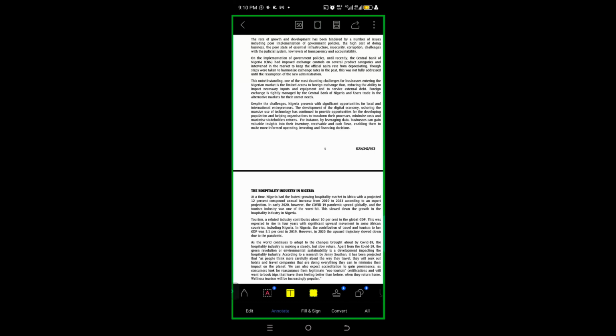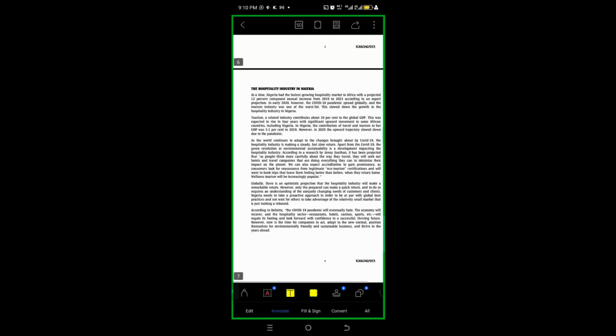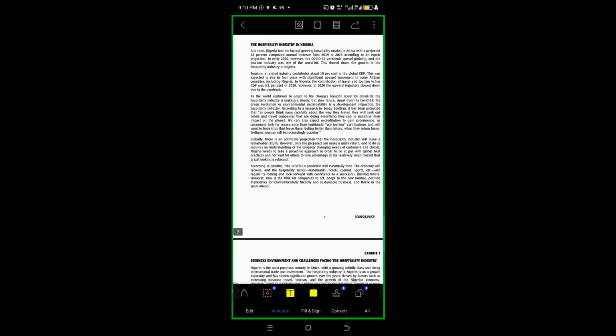Even if they can get a robot to clean the rooms for them, it also helps to cut costs and maximize shareholders' return. Okay. Then they now give us information about the hospitality industry.